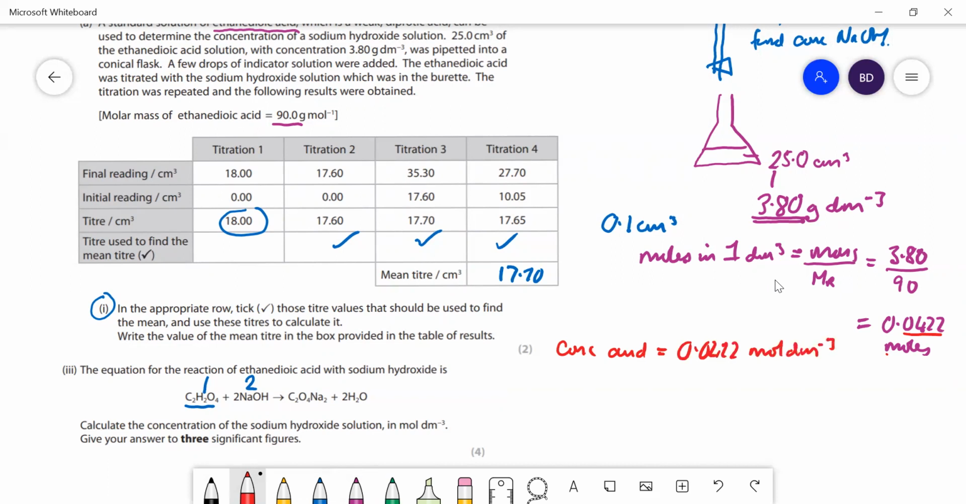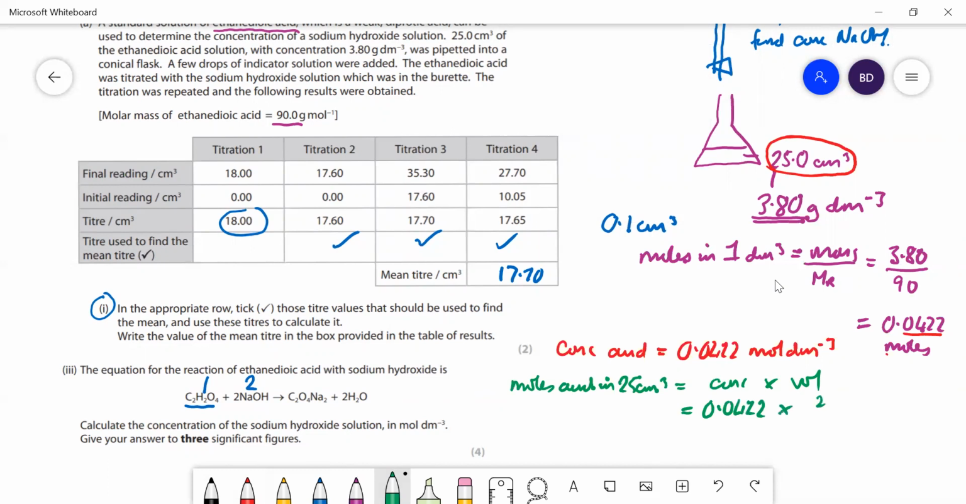Now we need to work out how many moles we've got in the flask. Now we added 25 centimeters cubed of this solution. So let's write that down. Moles of acid in 25 is equal to the concentration times the volume. The concentration is 0.0422, and the volume is 25 over 1,000 in dm cubed. And that gives us 1.055 times 10 to the minus 3 moles of acid.